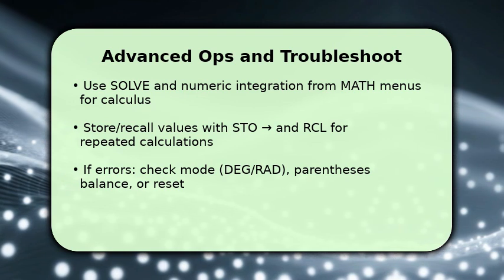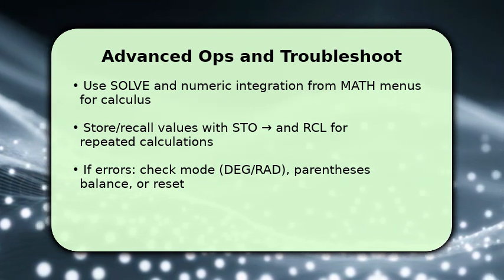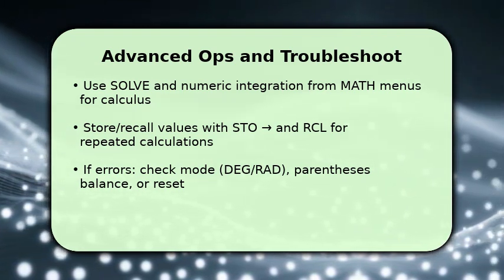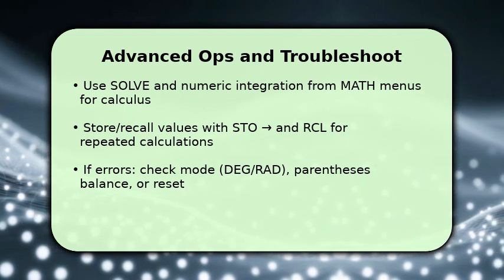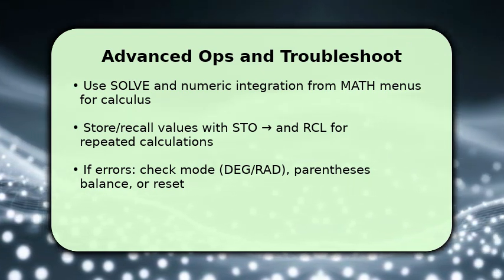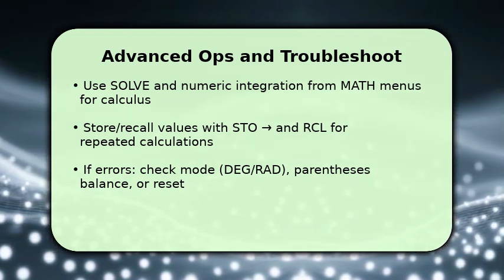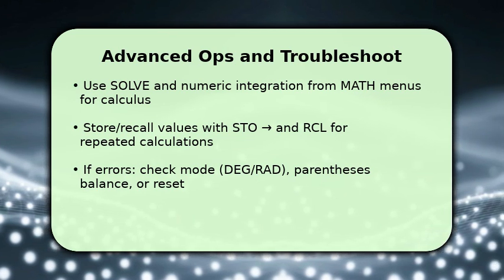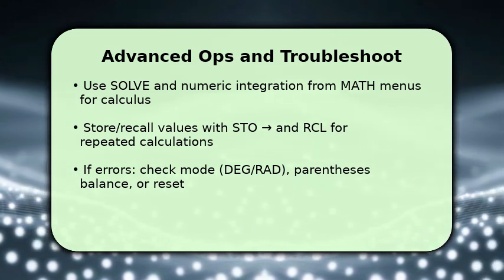If something goes wrong, like an error message or unexpected result, first check mode settings such as DEG versus RAD, ensure all parentheses are balanced, and if needed, perform a reset. This clears configuration mistakes without hardware repair.